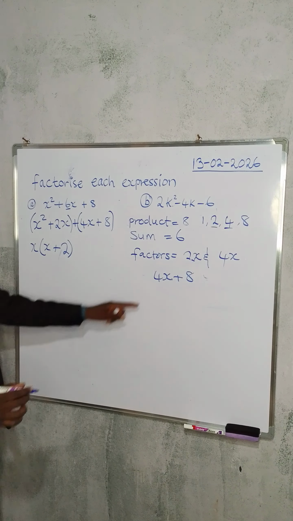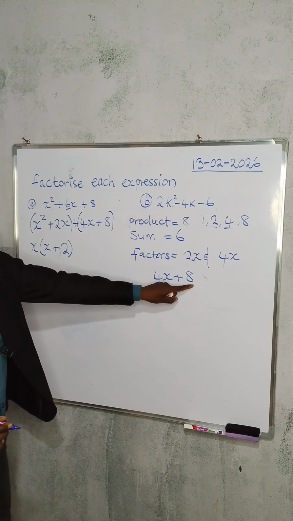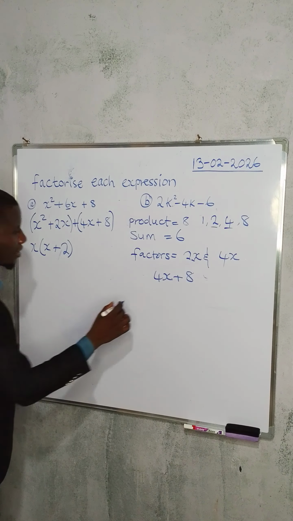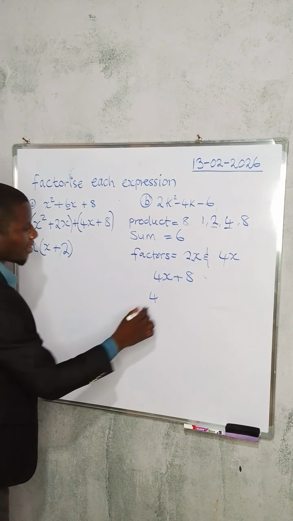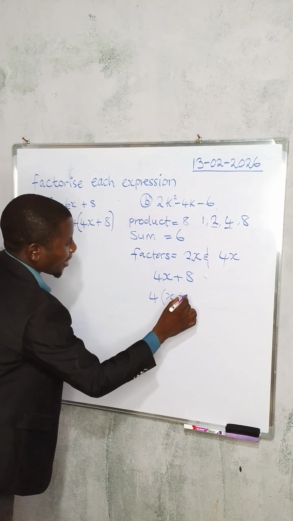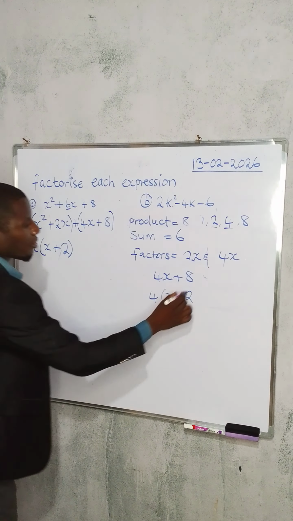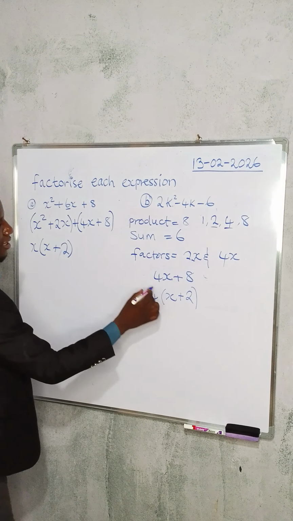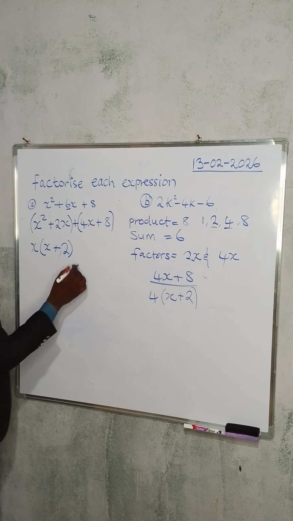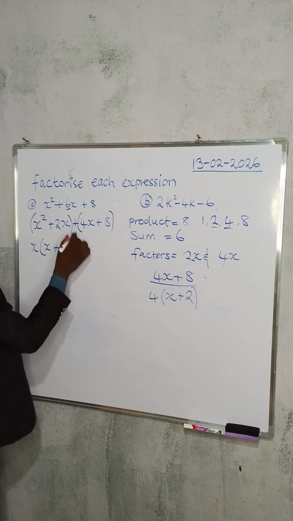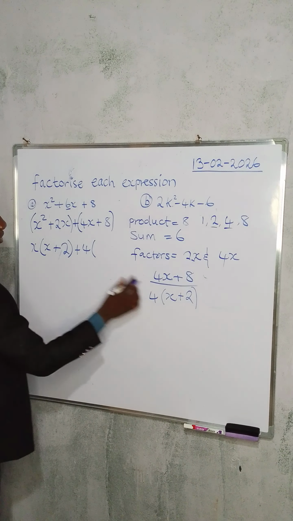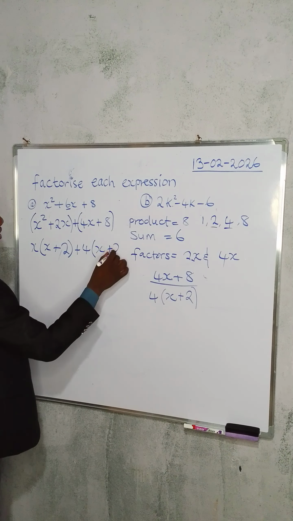Now, what is the common factor there? If we are to factorize this expression, our common factor is 4 there. So here we are going to remain with x. Then there we need 2, because when we expand this, it should take us back to that one there. So this is going to be plus 4, then inside bracket we remain with this x plus 2.